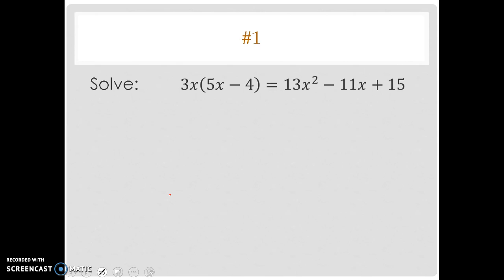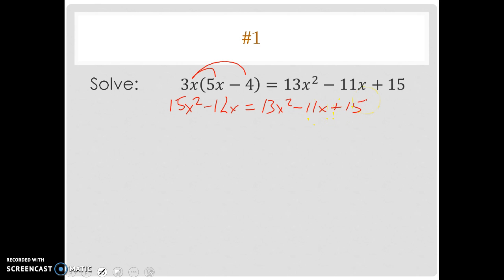So this is what I'm talking about. It looks like, boy, it looks like a mess here. But it's really not that much more difficult than what we did yesterday. We're just going to need to put this in standard form. And so I'm going to start to solve this equation by combining all of my x's and x squareds, maybe getting rid of the parentheses. I'm going to start by using the distributive property here. 3x times 5x, well, that's 15x squared. And then 3x times negative 4 is negative 12x. And that equals the 13x squared minus 11x plus 15.